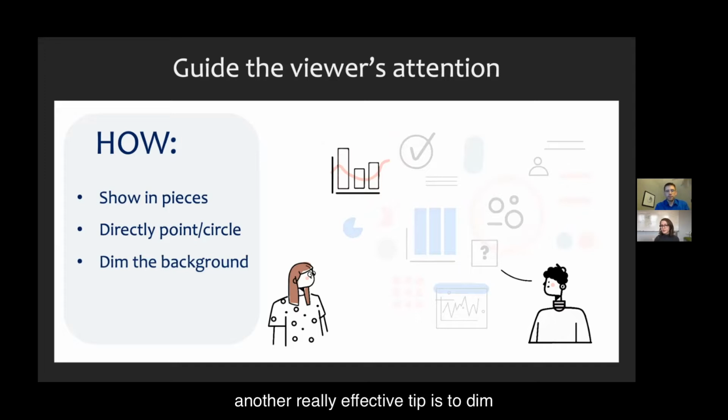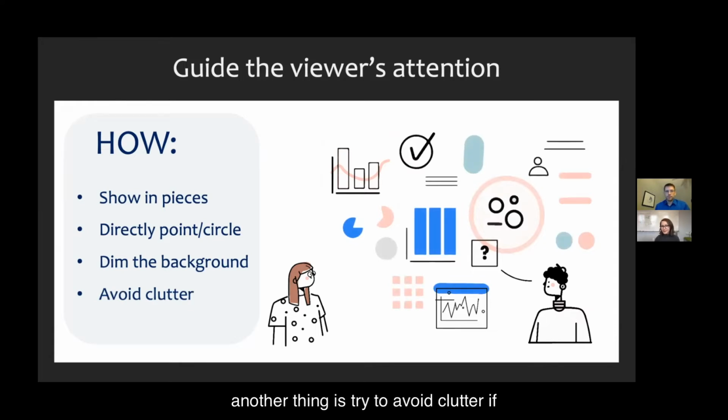Another really effective tip is to dim the background around the point of interest. Maybe you don't want to get rid of everything on the slide. You want to keep it up there. But one way to do that is just dim it, so that you can de-emphasize the background in order to emphasize the point you want to focus on. Another thing is try to avoid clutter. If you're not going to talk about something on a slide, then don't include it. Really try to only show things that you are going to talk about.